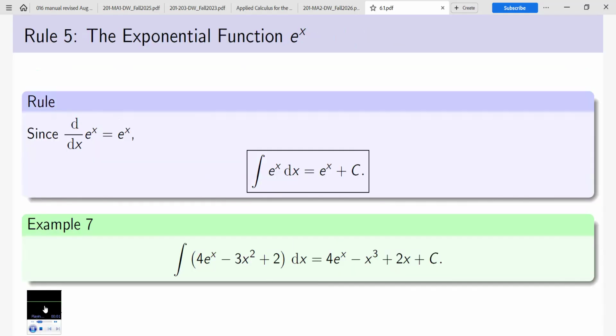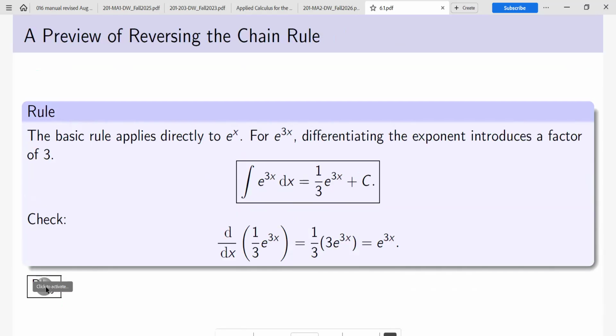The derivative of e to x is e to x. So the antiderivative of e to x is e to x. I wish all integration rules were that simple. We compensate for the factor introduced by the chain rule. Later, substitution will turn this observation into a general method.